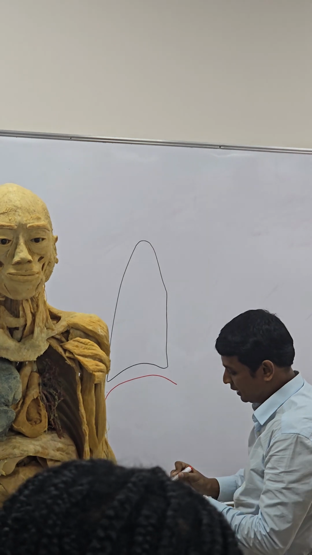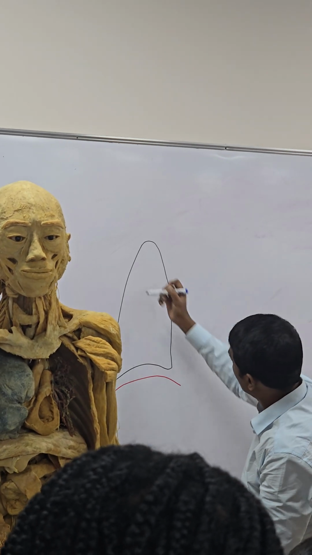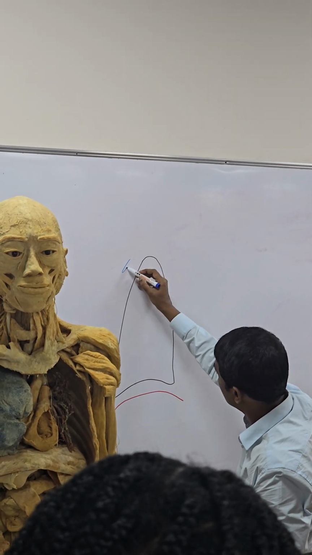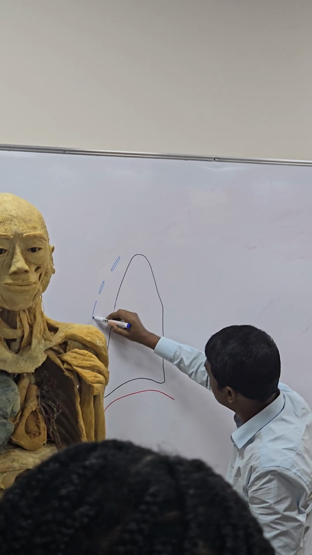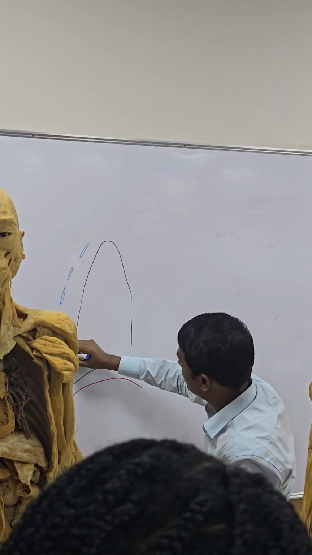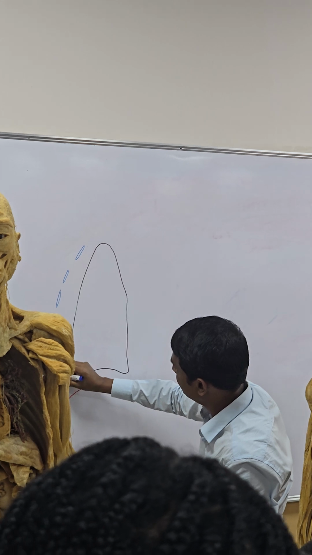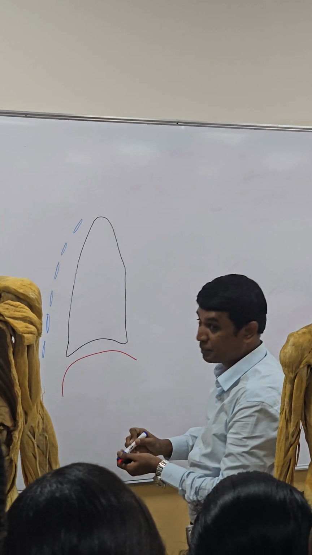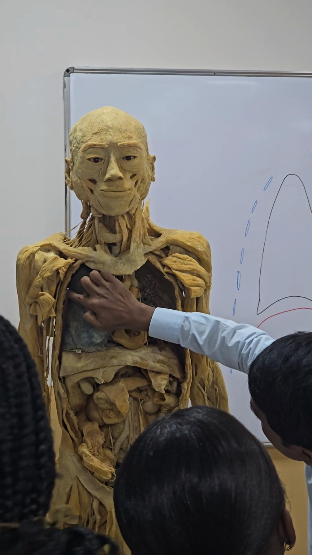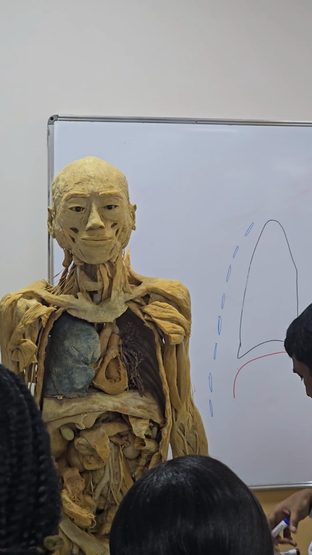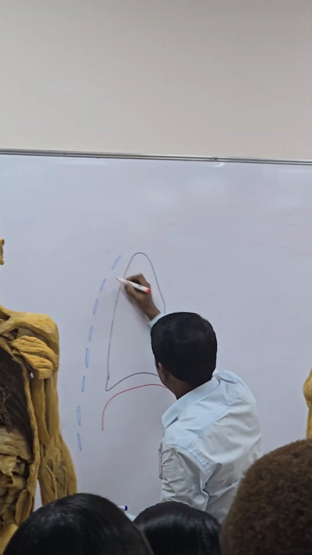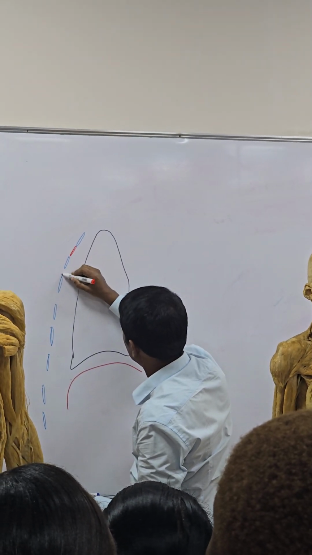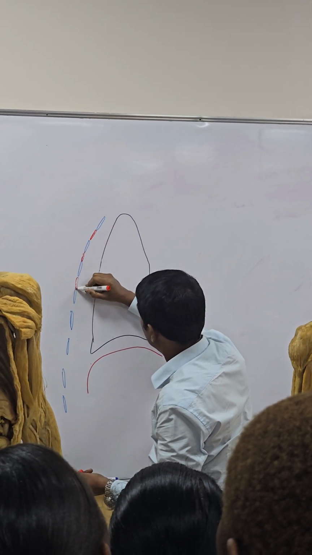Now I'm talking about the pleura, the pleura which is covering here. What you're seeing is a cut section of the ribs. Can you see that? Yes or no? Exactly what you are seeing. I'm writing this line. You can see the costal cartilages. In between there are intercostal muscles. Same diagram I'm writing.